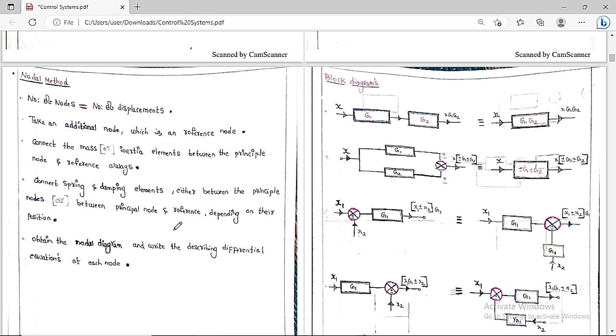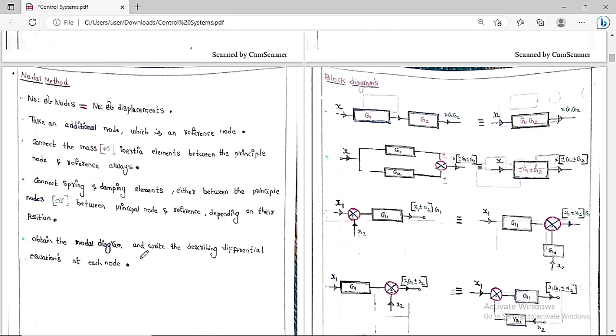These are some of the important points in the nodal method. The number of nodes is always equal to the number of displacements. Take an additional node, which is always a reference node. Connect the mass or inertia elements between the principal node and the reference node always. Connect the spring elements as well as the damping elements either between the principal nodes or between the principal node and the reference node, depending upon the position. By this we obtain the nodal diagram, and now we have to write the differential equations at each and every node.